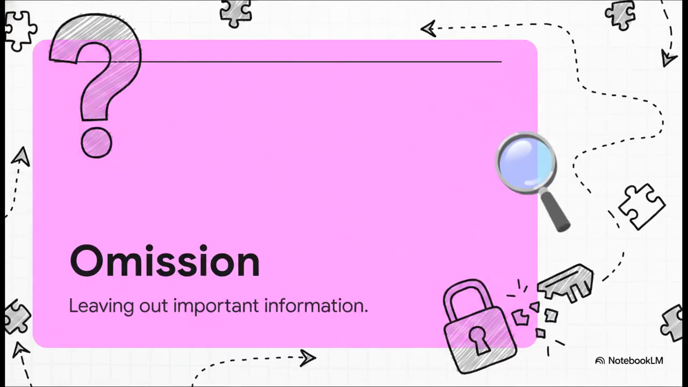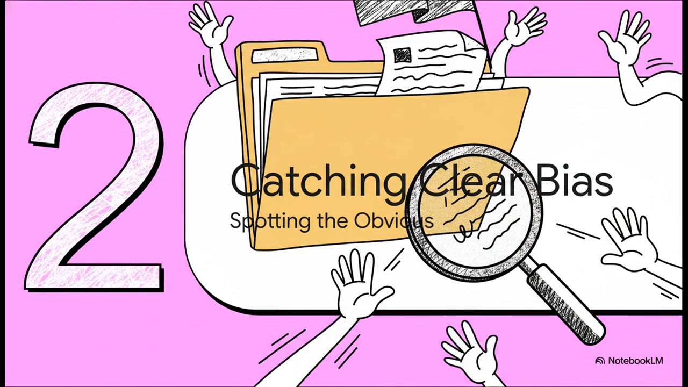Next up on our list is omission. And omission is basically just leaving out important information. Remember, sometimes a lie isn't actually what you say, it's what you purposefully don't say. Leaving out key, critical details can make a story completely misleading, and it can lead the reader, that's us, down a totally false path. Moving right along to Section 2, Catching Clear Bias.